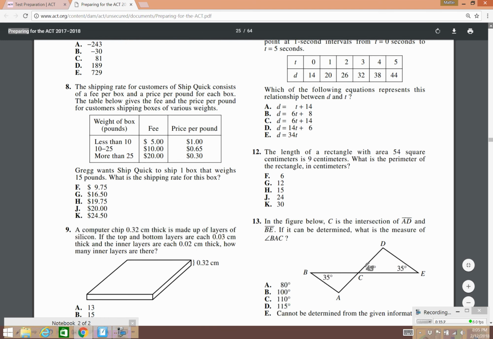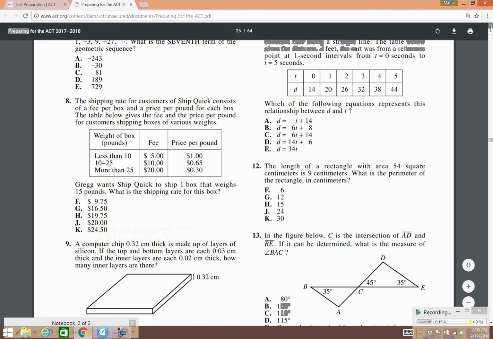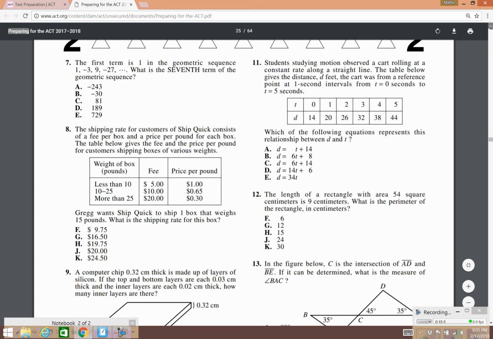Number 11 asks, here is the student studying motion. They observed a cart rolling at a constant rate along a straight line. The table below gives the distance, d, feet, the cart was from a reference point at 1 second intervals from t equals 0 seconds to t equals 5 seconds. So what they're saying is when there was no time had passed, it was 14 feet from the reference point. After 1 second, then it was 20 feet. After 2 seconds, then it was 26 feet, etc.